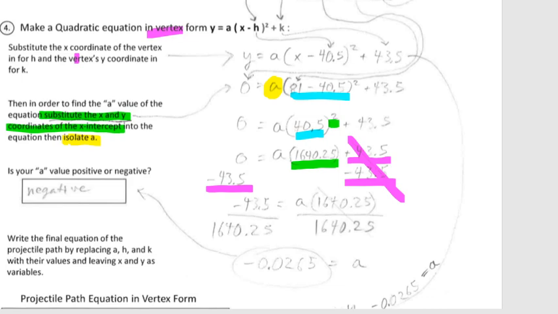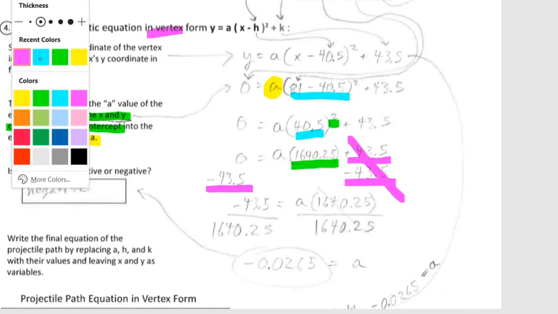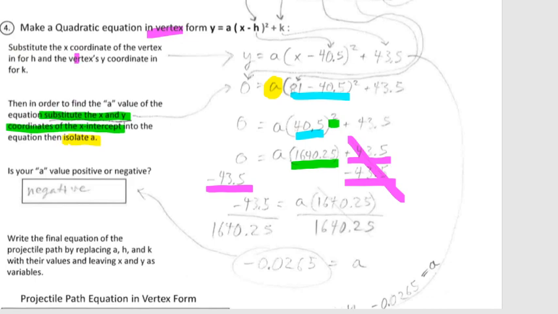Now we only have a being multiplied by a number, so we use the opposite of multiplication, and we go ahead and draw that division bar under that whole side. Might as well draw it underneath the other side as well. And then we divide both sides by exactly what a is being multiplied by. Anything divided by itself gives us 1. 1 times a is just a, and so therefore we get the a by itself.